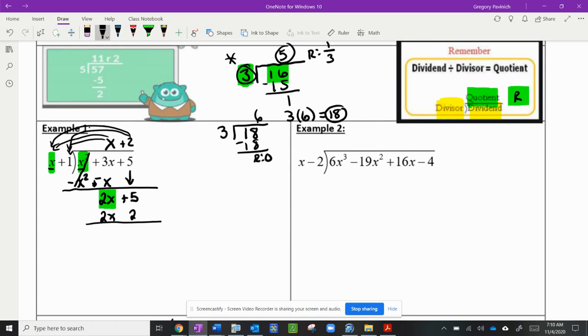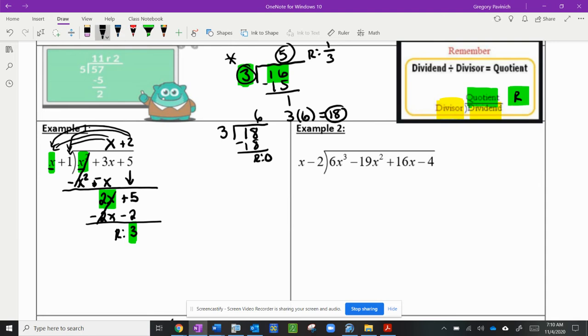Now I'm going to distribute my negative in. Both of these were positive, so they switch to negatives. I'm going to add down, these cancel, and I get 3. Notice there's no more combinations of what can multiply by x to get 3. That's not possible. Now you know you're at your remainder.